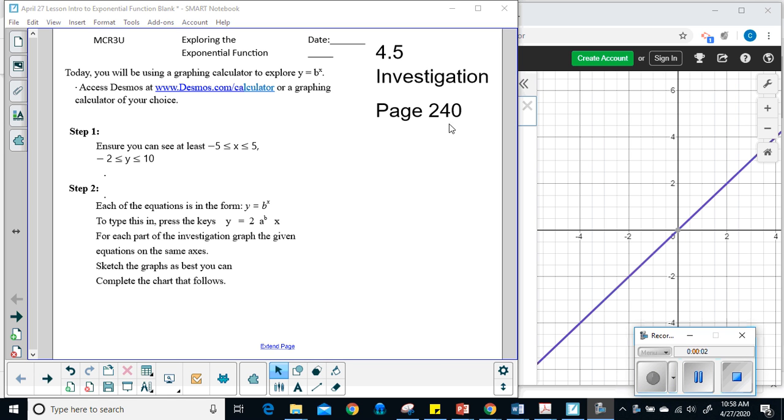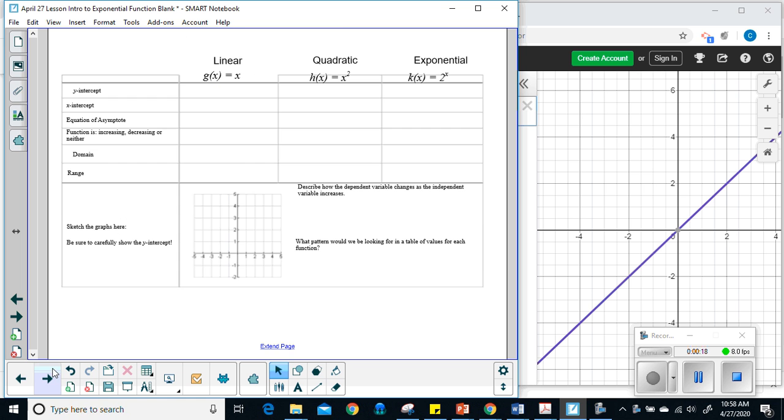Okay, we're going to do our investigation on page 240 because we want to figure out how to graph y equals b to the x. If you're going to do it in Desmos, here's a few instructions. Make sure you can see in and around the origin, kind of like where I have it. And when you type in a function, you have to use that a to the b in order to get it on there. So let's look.